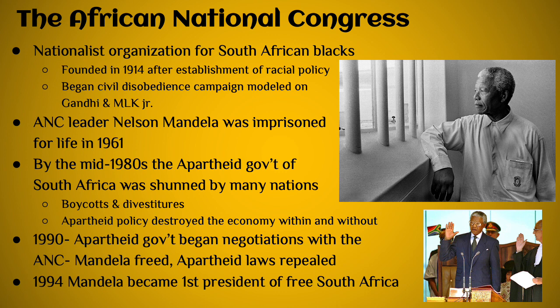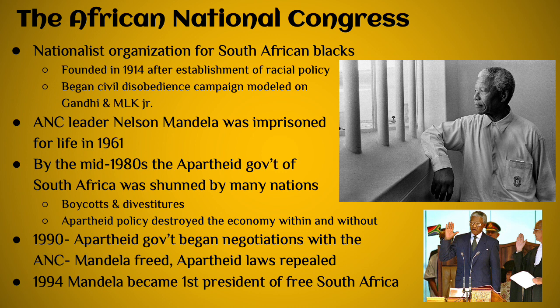The leader of the African National Congress is a guy you may have heard of, Nelson Mandela, and he was imprisoned for life in 1961, except not, because they finally let him out. By the mid-'80s, the apartheid government of South Africa was shunned by much of the Western countries. There were lots of boycotts of South African goods and products, and divestiture, which means American and Western European businesses that did business in South Africa pulled out of South Africa.